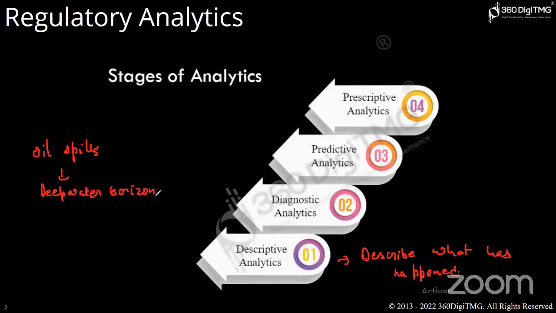If you're trying to analyze this use case, step one would be, why did it happen? There were some faulty pipes. If you're trying to understand why it happened, we go with diagnostic analysis. In diagnostic analysis, we are trying to figure out why something happened and how it happened.